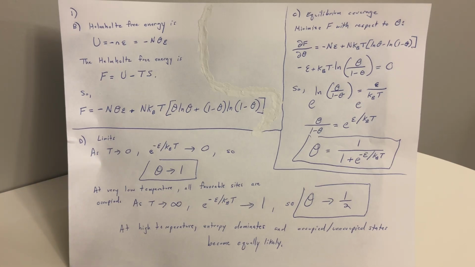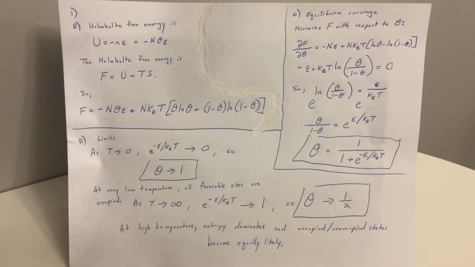Letter D, okay, we want the limits, as were shown on the previous page. So as T approaches 0, e to the negative epsilon over k_B T approaches 0, so that would mean theta approaches 1. And at very low temperature, all favorable sites are occupied. As T approaches infinity, e to the negative epsilon over k_B T approaches 1, so theta approaches 1/2. And at high temperature, entropy dominates and occupied and unoccupied states become equally likely.